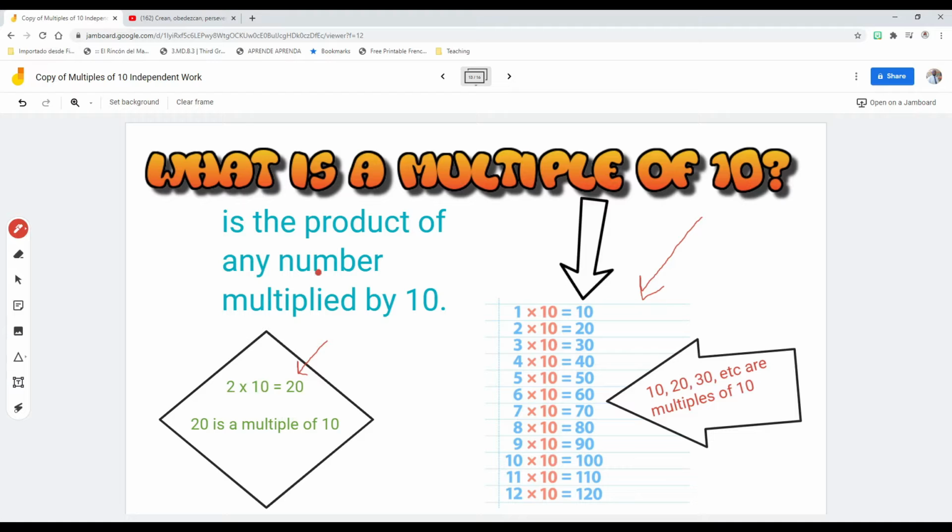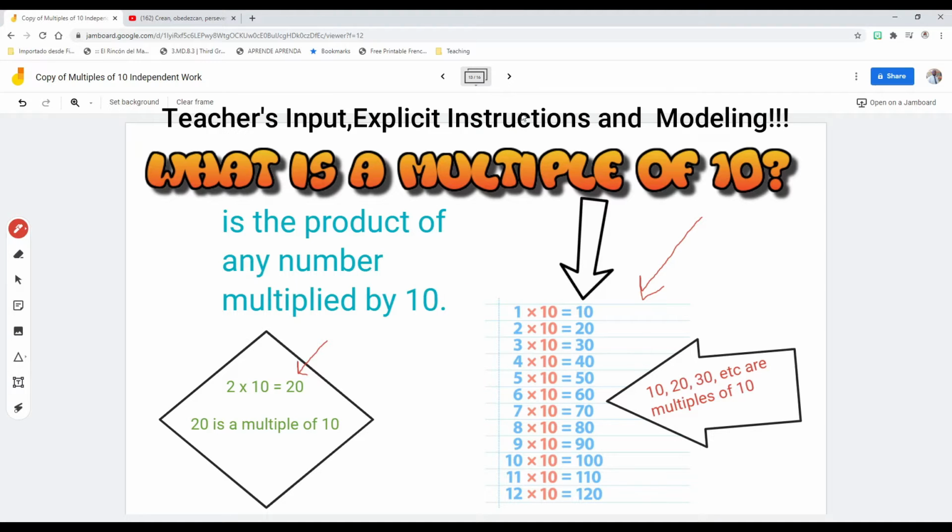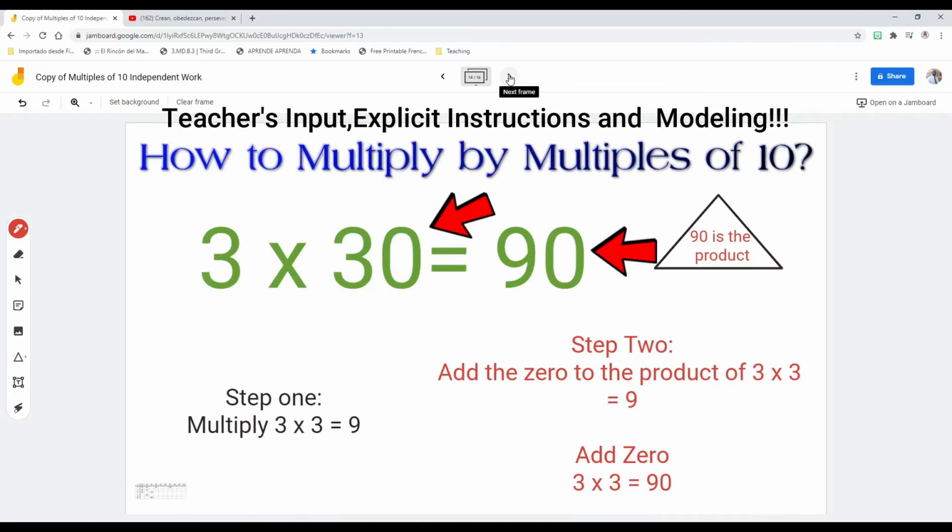But what is a multiple of 10? A multiple of 10 is the product of multiplying any number by 10, or the product of any number multiplied by 10. How to multiply by a multiple of 10 is the question.